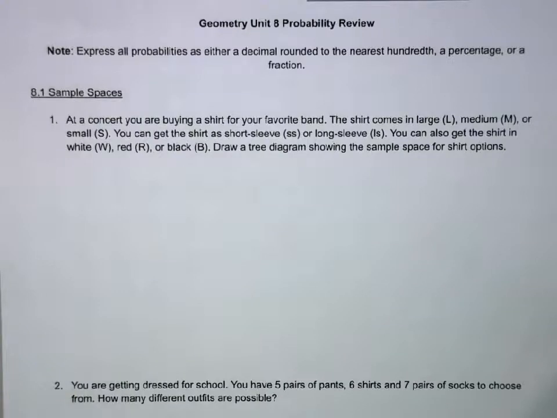Today I'm going to go over your Geometry Unit 8 review over probability. So the first thing we talked about was sample spaces.